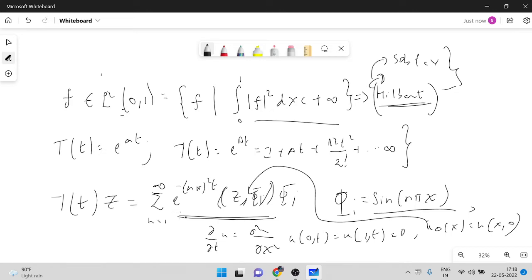So this is a semigroup. So now you understand how we are generalizing the notion of e power At. So basically, if you take e power dou square by dou x square of t, you end up with this expression.